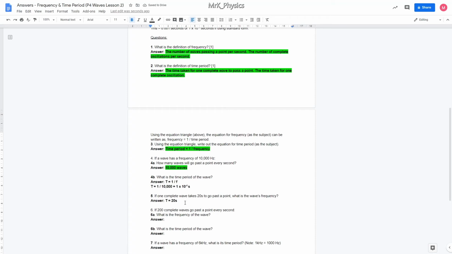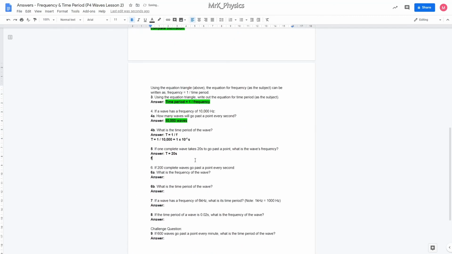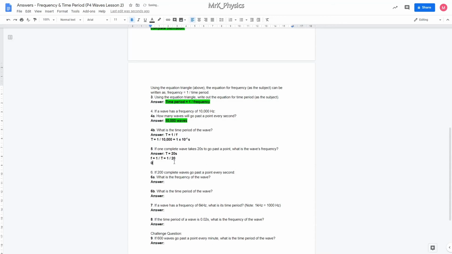Now we go to our equation. We want to know the frequency. Go back to the equation triangle, cover up the f, we're left with 1 over t. So we've got frequency equals, I'll keep that lowercase, 1 divided by t, which is 1 divided by 20. Bring up the emulator. 1 divided by 20, and we get our answer as 0.05. And the units this time is hertz, because we've worked out the frequency, the number of waves passing a point per second.